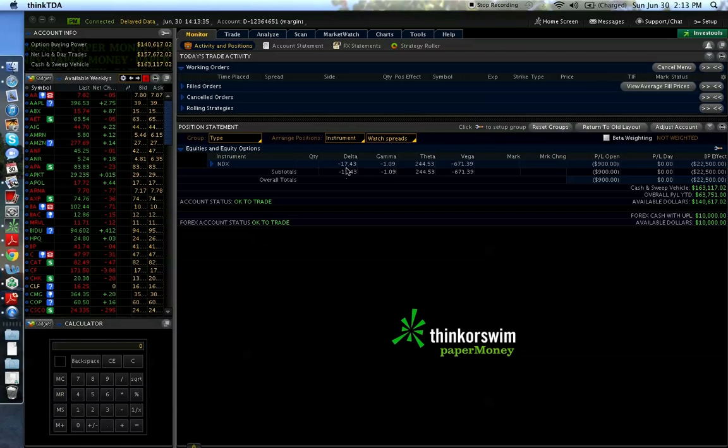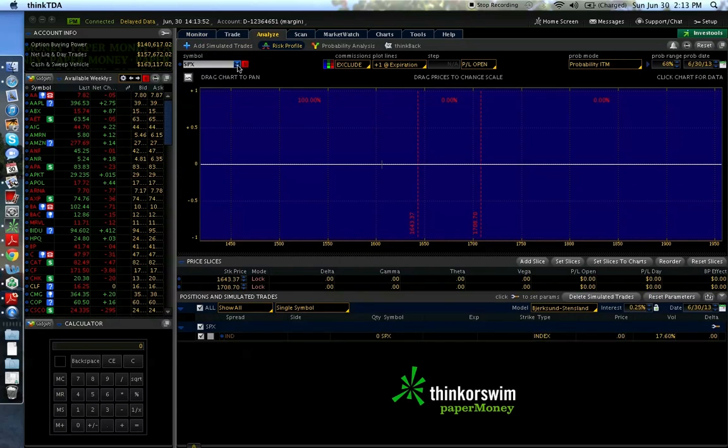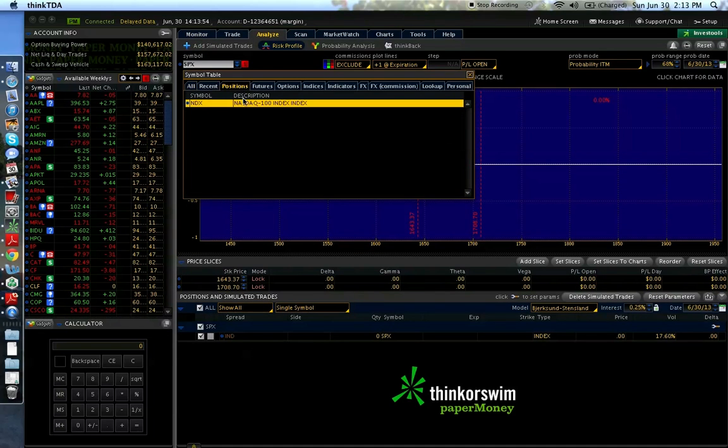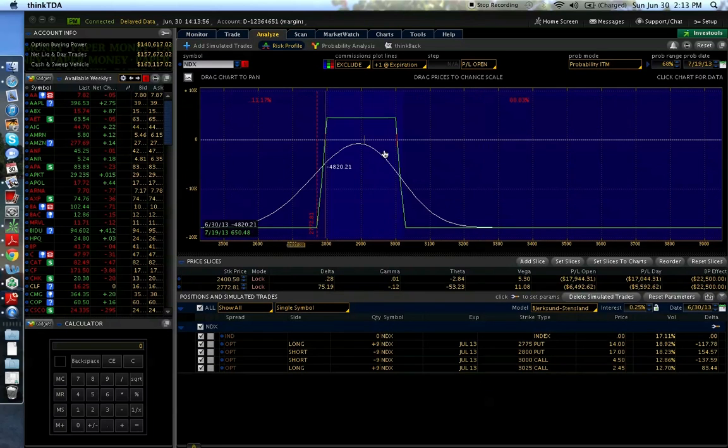Delta means direction of the stock. Theta is what I'm making daily just for holding the position, and Vega represents the volatility of the stock, which I can explain to you later if you need. But basically, this is where I'm at. I'm at the NASDAQ 100 index. You see my positions right here in the middle.